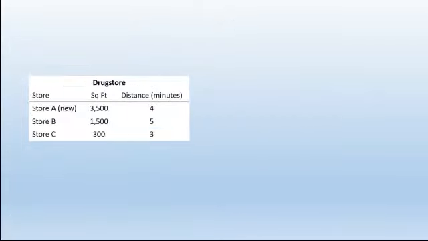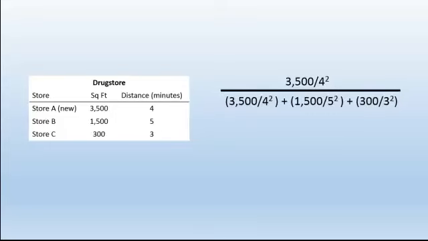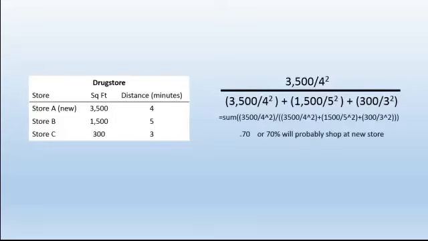Let's say we're looking to put in a new drugstore. Store A is the new location, store B and C are existing locations. So 3,500 divided by 4 squared, and then we enter all of our criteria. So 70% will probably shop at the new store.